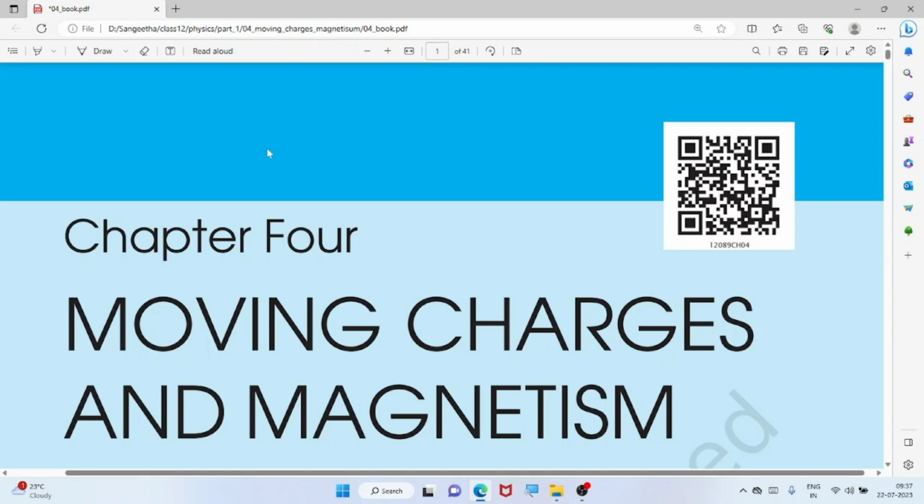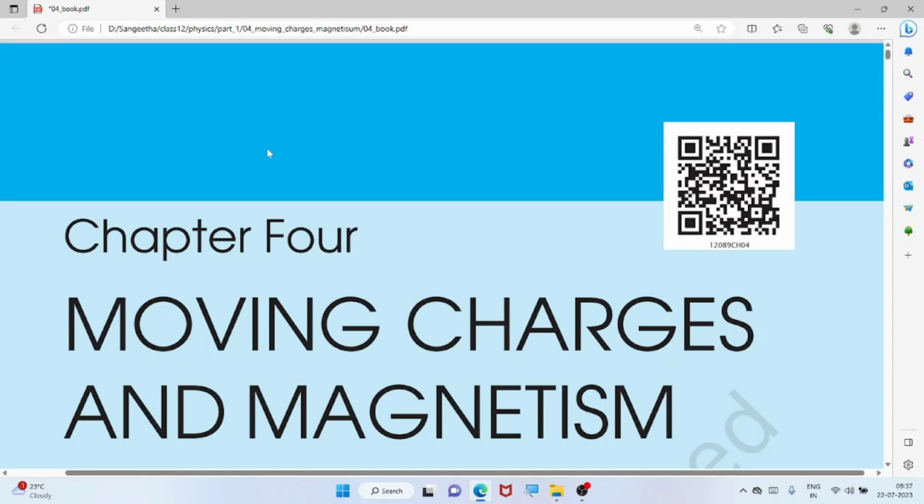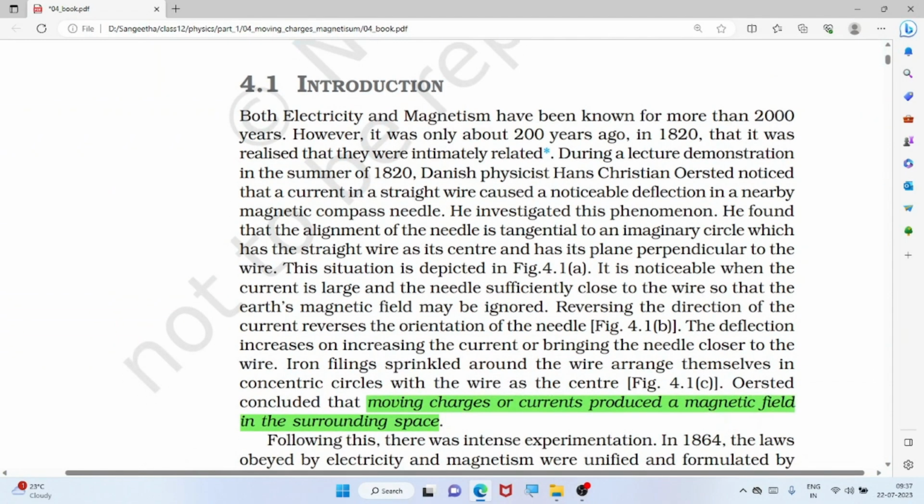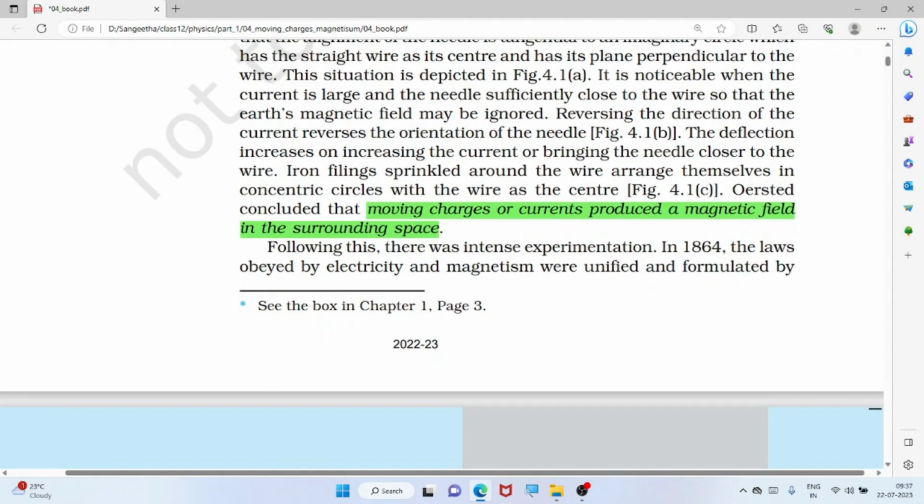Okay, we will see some important points in the class 12 physics chapter 4, moving charges and magnetism. Moving charges or currents produce a magnetic field in the surrounding space. That is, moving charges or current produces a magnetic field in the surrounding space.